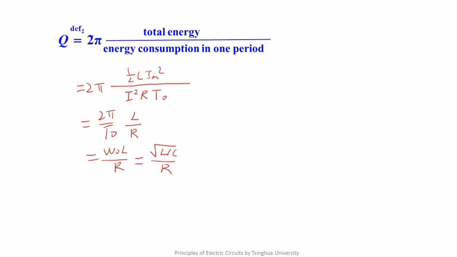Now you can see that the introduction of 2 pi in the second definition enables the conclusions of the first and the second definition to be the same in any resonant circuit. From the second definition, we know that the larger the quality factor of a resonant circuit is, the larger the total energy of the circuit is, or the less the energy consumption in one period is.